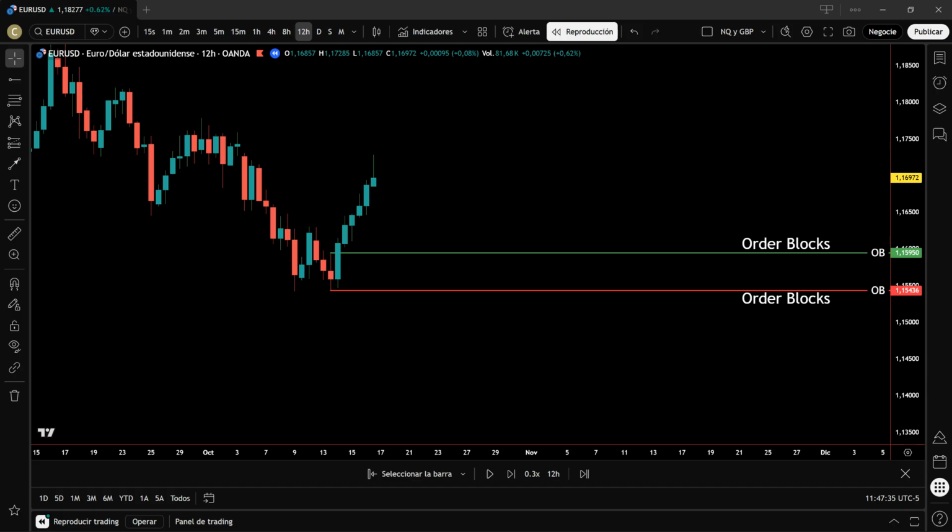These aren't just simple support lines, they are high-probability zones where we expect the market to return to seek liquidity before continuing its path. Learning to mark these blocks correctly is like having a map of the footprints left by the big players in the market. Keep these levels in mind, because their reaction is usually a game-changer for our trading setups.